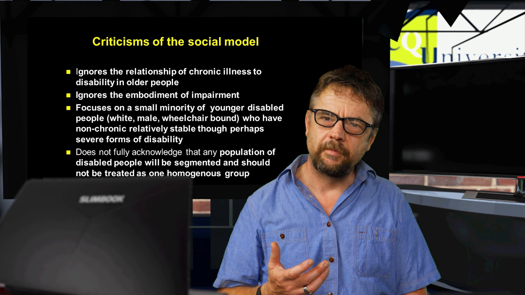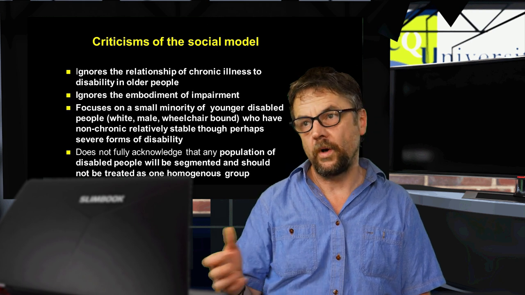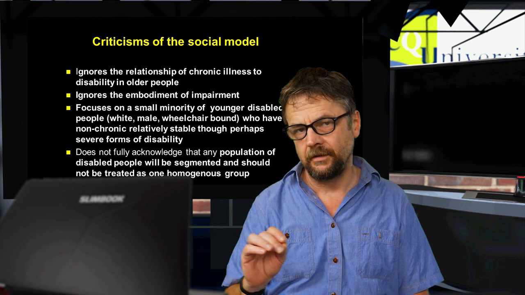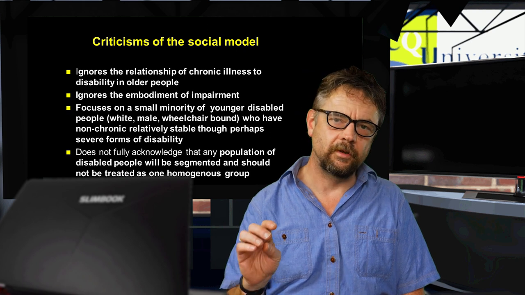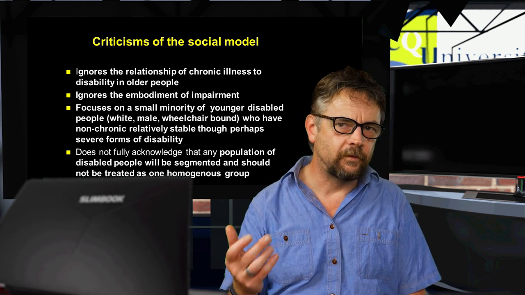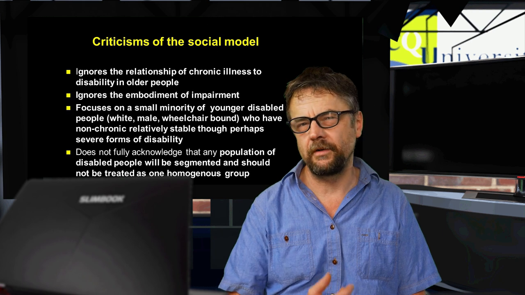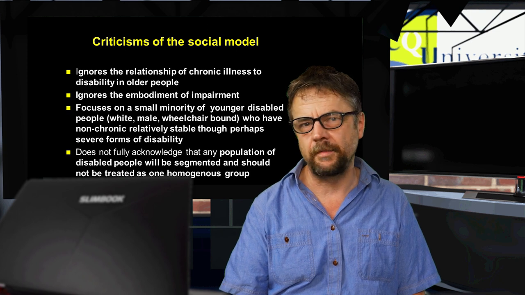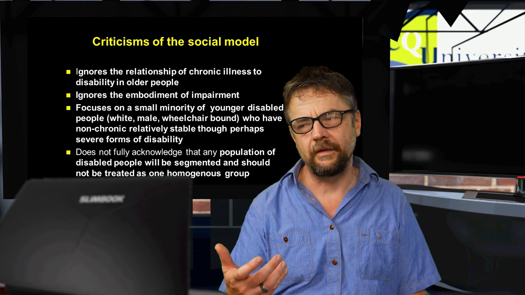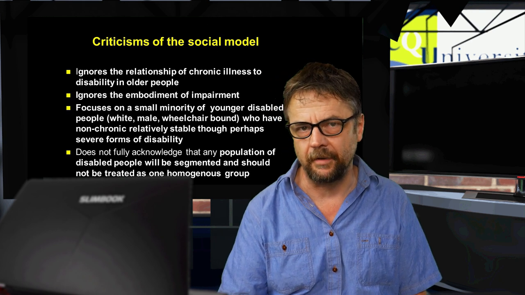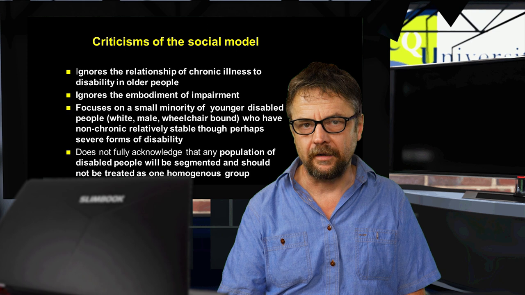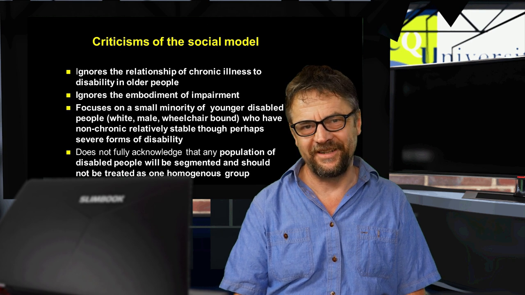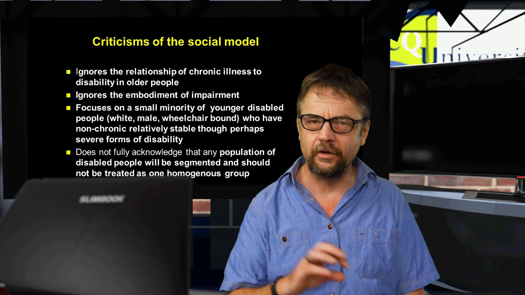The social model has largely been developed by a small minority of younger disabled people, white male, wheelchair bound, who have non-chronic, relatively stable, though perhaps severe, forms of impairment. Now, the social model works for them, but not for other disabled people, particularly those who experience chronic pain. So to say that society is disabling you doesn't really capture your full experience of disability if you have that embodied experience of the impairment, that you're living with chronic pain. You're less likely to think that exactly social barriers are causing you the problem. It's actually that you're in a lot of pain. The social barriers are not the only source of your pain.